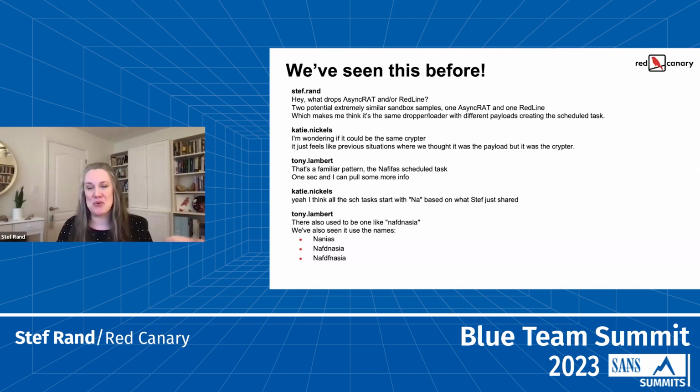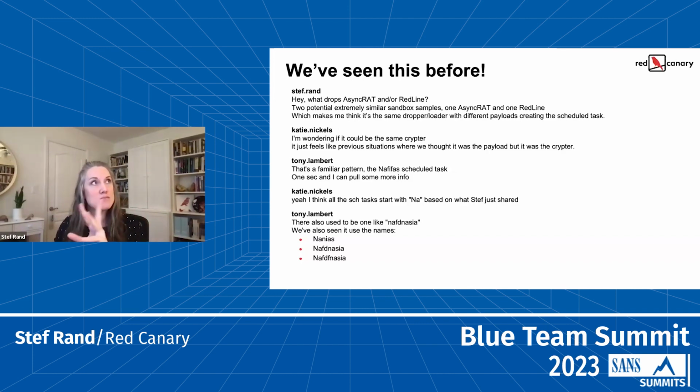This is actually excerpts from our Slack conversation about this behavior. So I started asking, what is it? I suspected this was something that was delivering async-rat and Redline and maybe some other stuff. Katie immediately hit on it being a crypter. She's done a whole separate talk of her own on crypters. And Tony Lambert, who's one of our wonderful malware analysts, recognized the scheduled task name as being a pattern. This is why it's wonderful to have a team that you can go back and talk with about some of these things. And so Tony realized that we had seen this in other environments.